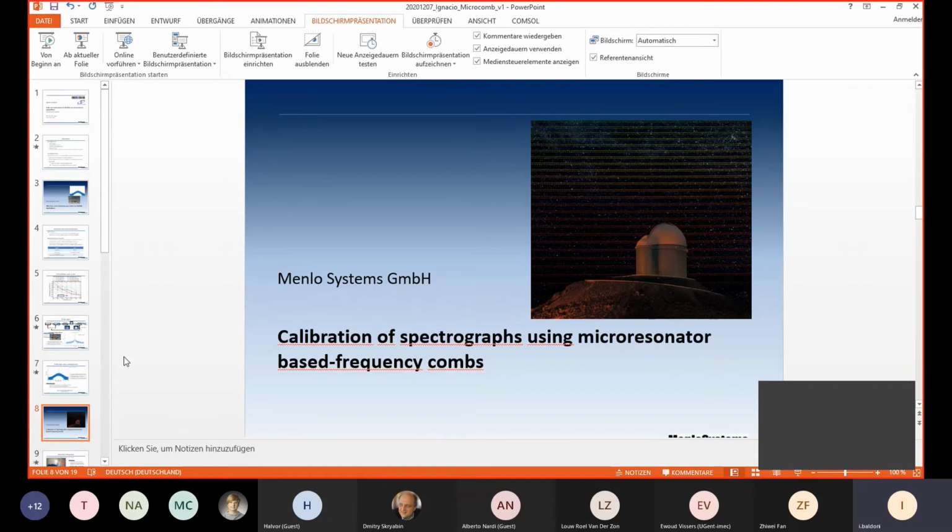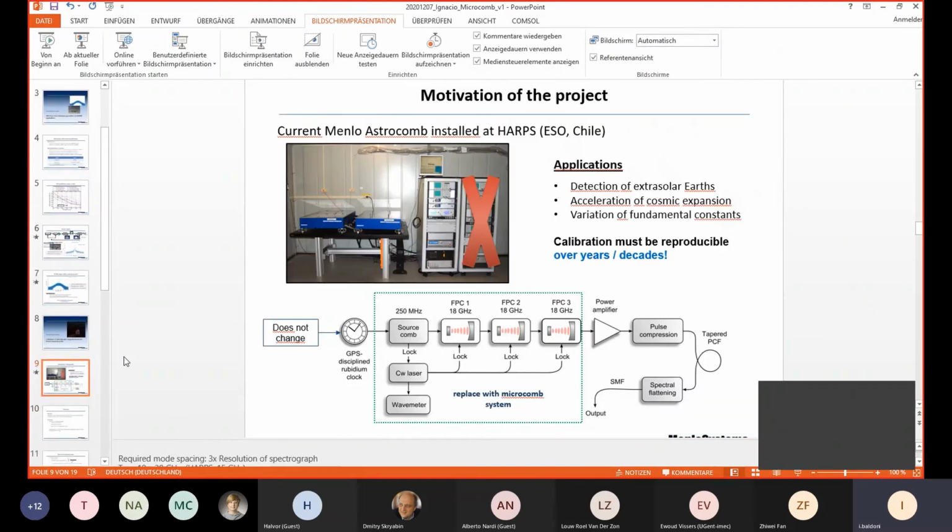So in this project, the motivation is that Menlo has what is called the Astrocomb, as I mentioned before, which is a device that will calibrate astronomical spectrographs, providing a calibration even over years that would allow the detection of extrasolar Earths, the acceleration of cosmic expansion, and variation of fundamental constants, among others.